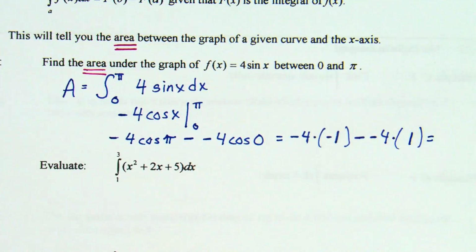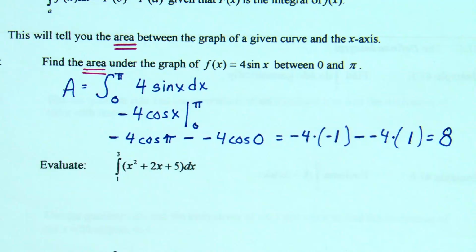Negative 4 times negative 1 is 4. Minus negative makes it plus. And 4 times 1 is 4. So 4 plus 4 is? Nice try. 4 plus 4 is 8. 8 what? Because we're being asked to find area, I'm going to say 8 units squared.